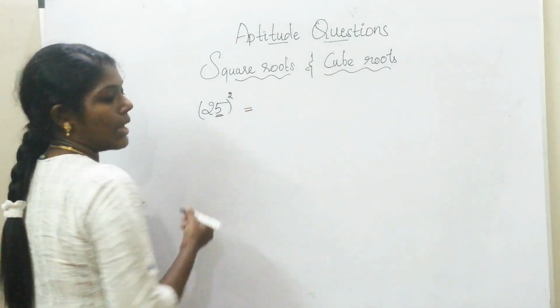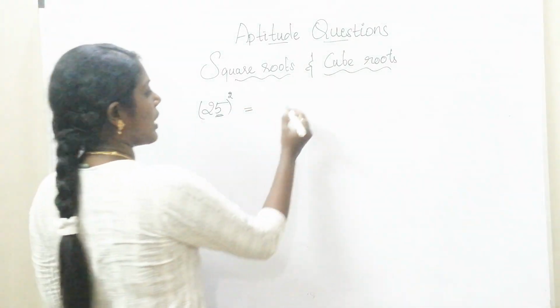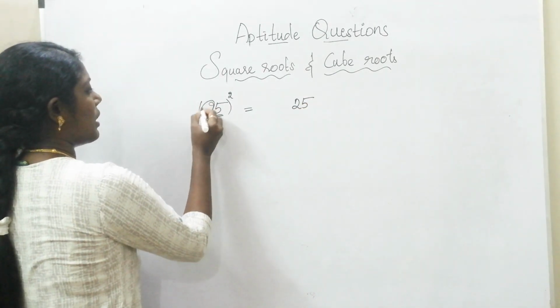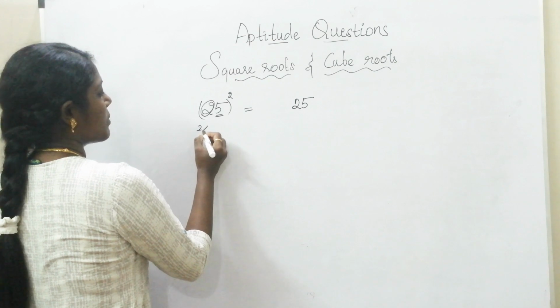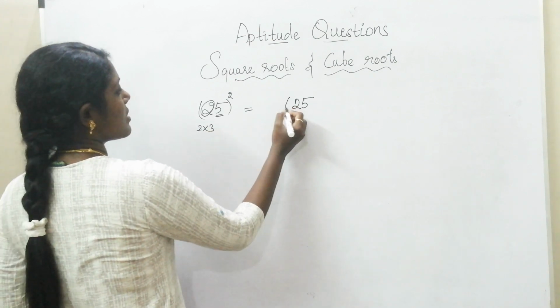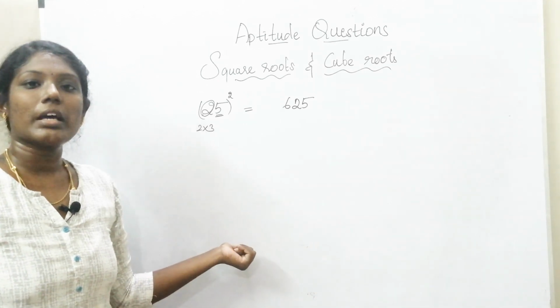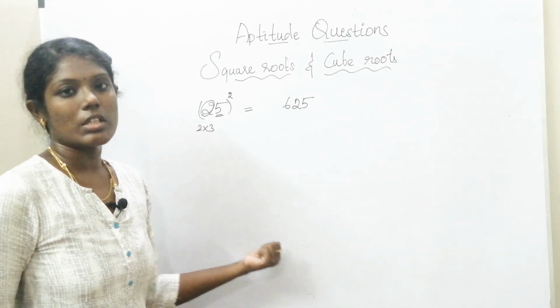Whatever is my last number, I square that. 5 5s are 25. And whatever is the number given before, I just multiply with the next number. 2 3s are 6, so 625. That is my answer. So I need not sit and multiply the whole thing. I just find out using a trick.